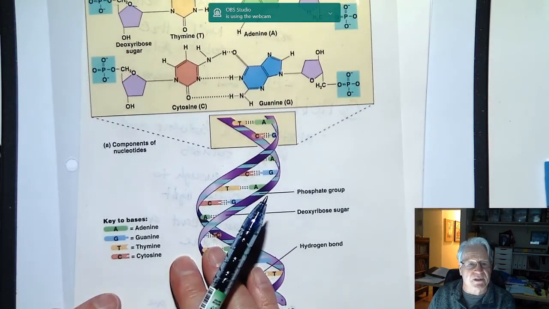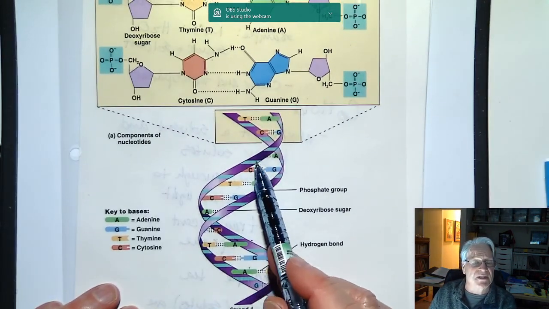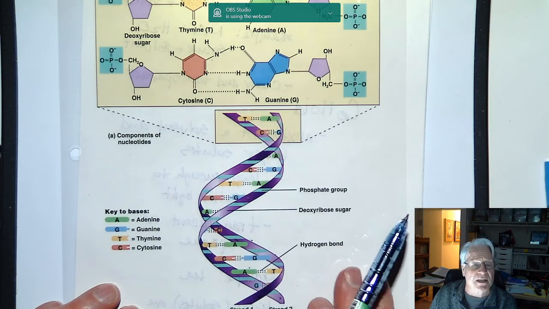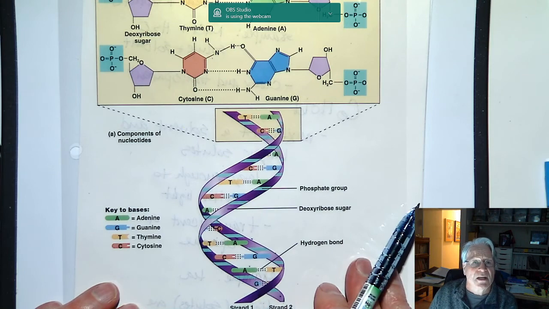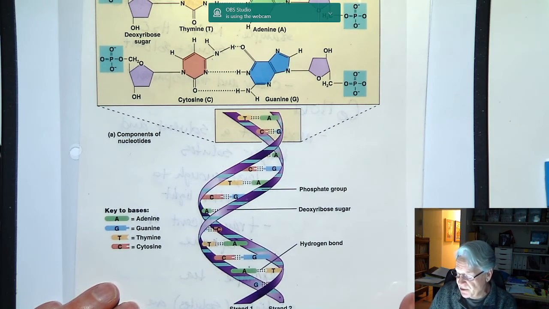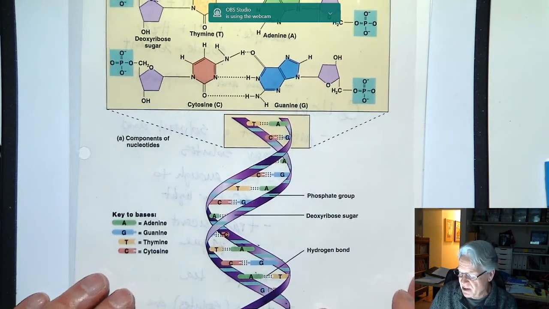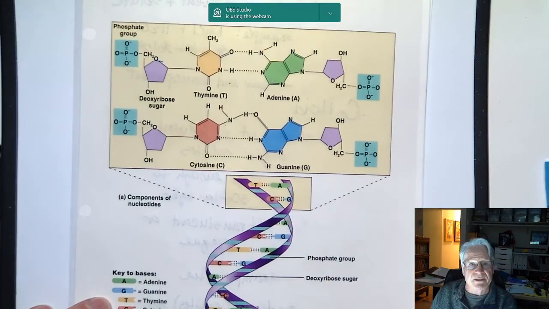And of course, in the case of DNA, it forms this double-stranded double helix. It's a double-stranded molecule. And really, that's all we need to know for this class about nucleic acids.